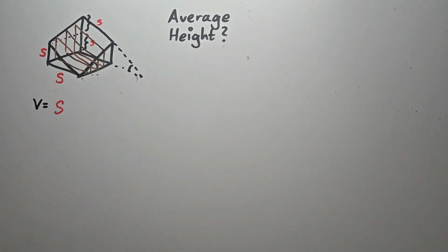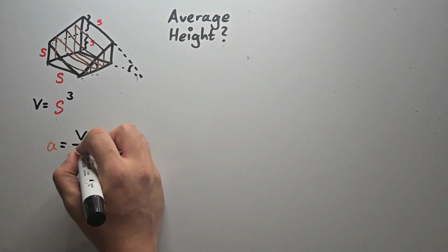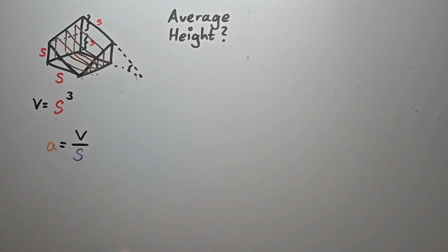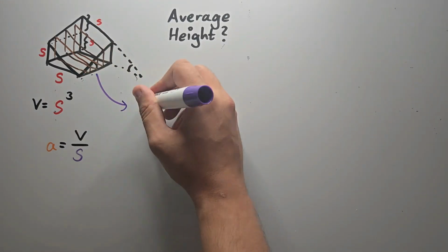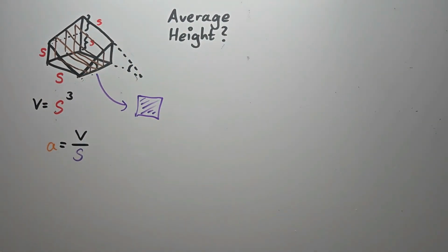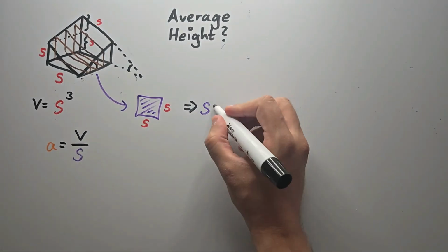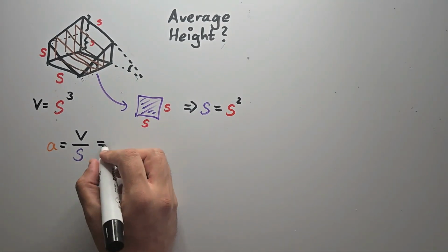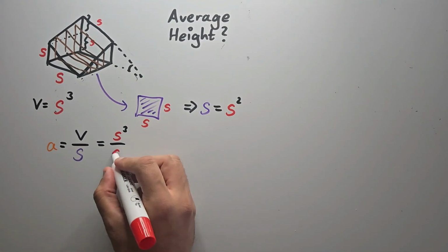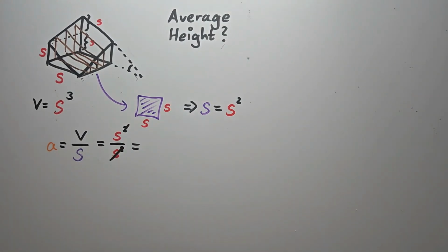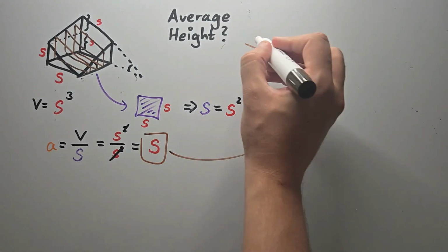Now let's move on to finding the average height. As we established previously, the average height is simply the volume divided by the shadow. And as we can see for this shape here, the shadow is in the shape of a square with side length s. So quite trivially, the area of the shadow is s squared. So the average height is volume over shadow, which is s cubed over s squared, which is s. And this is our average height.